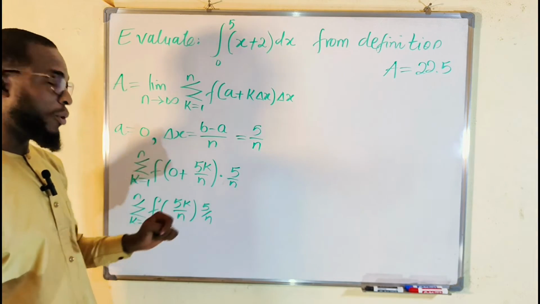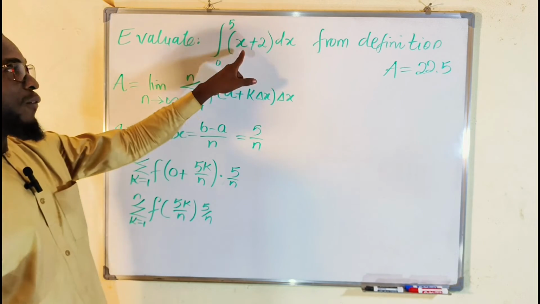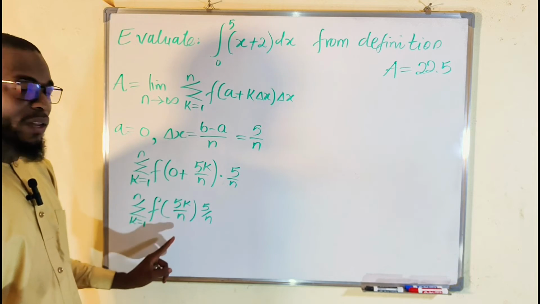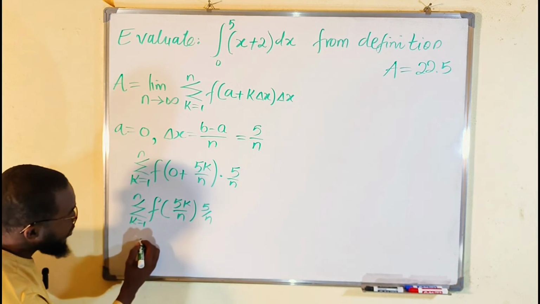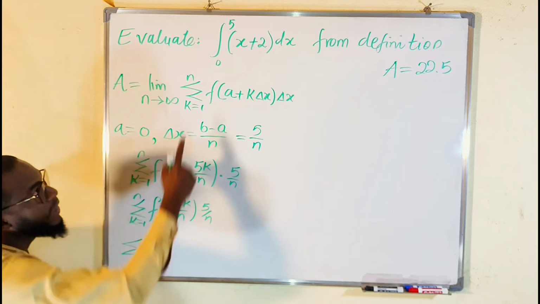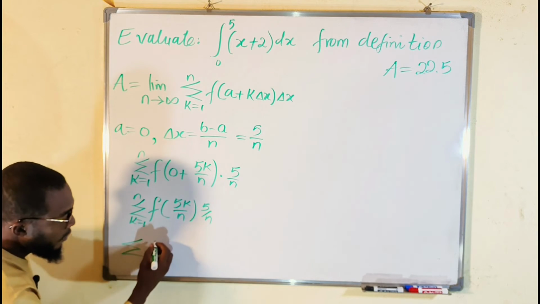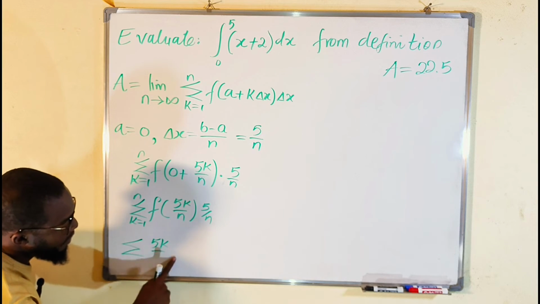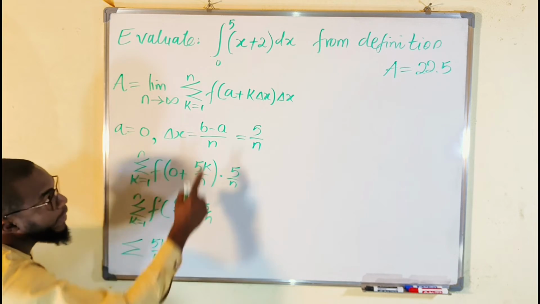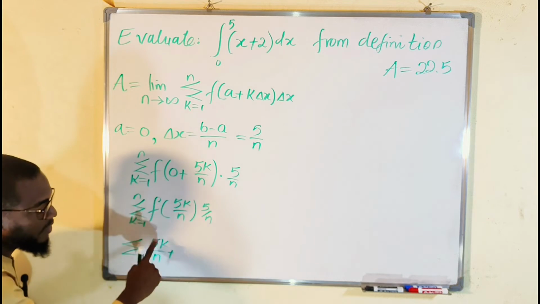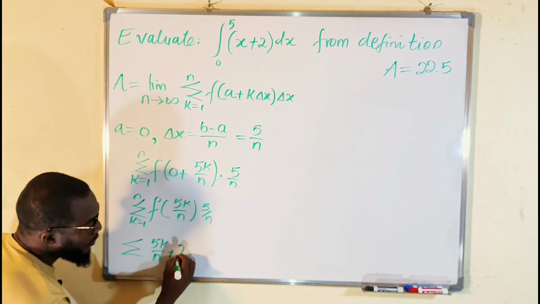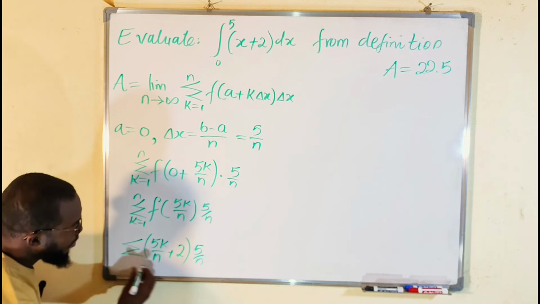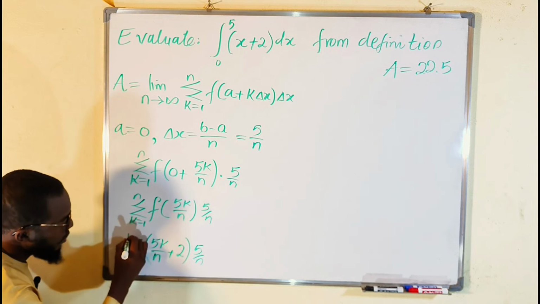We are still simplifying, but remember this is a function, and our function is x plus 2. So wherever we have x, we replace it with 5k divided by n. So this will be the summation of x plus 2, that is 5k over n, sorry, should be over n. Then plus, you know the function is x plus 2. This is our x. Then we still have plus 2. Then times 5 over n. Remember, k is from 1 to n.